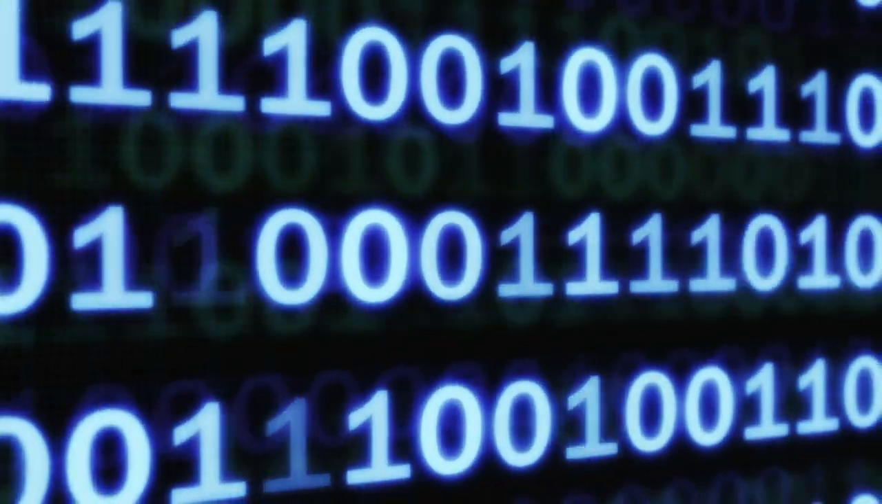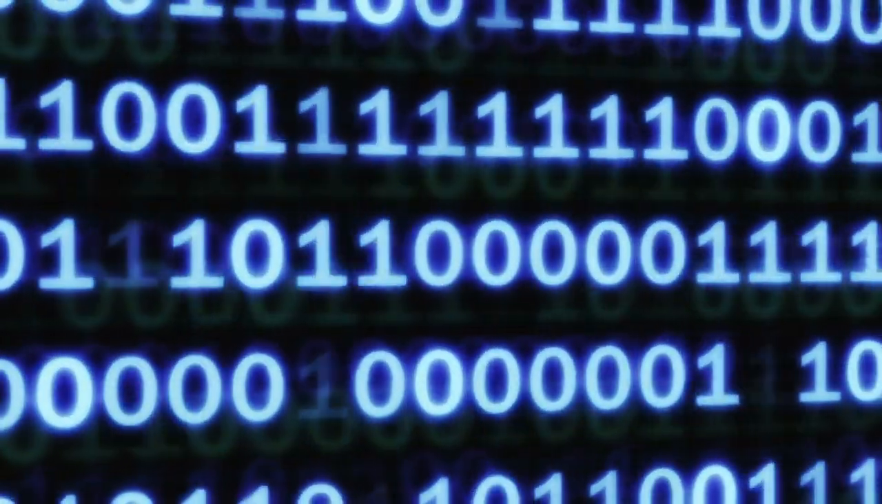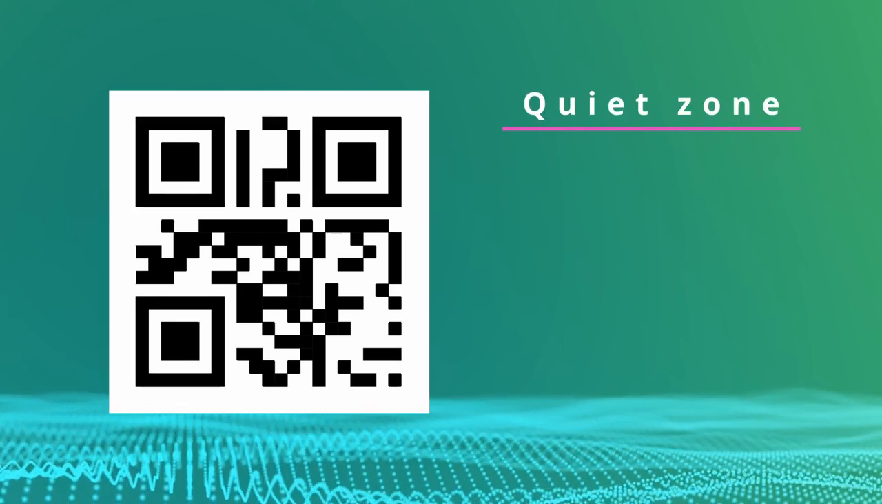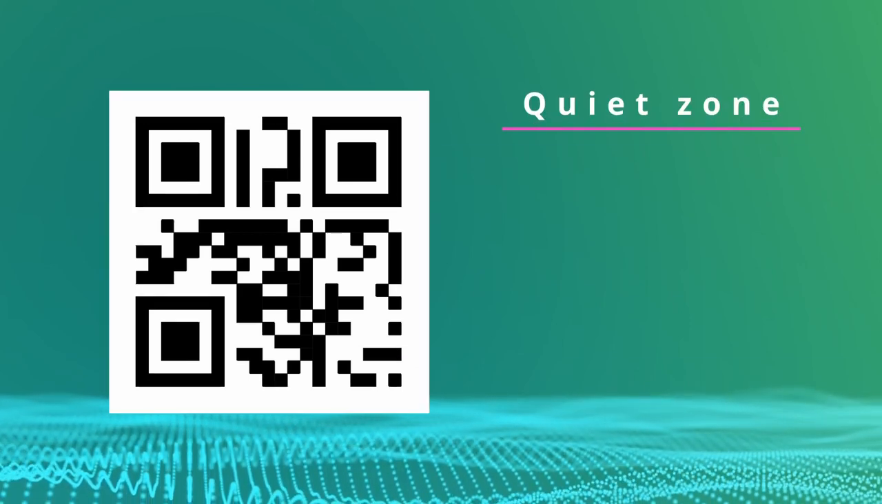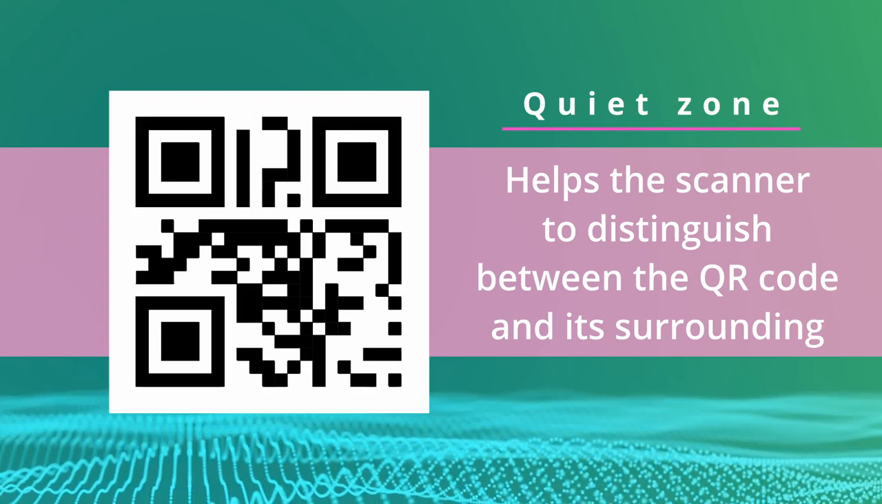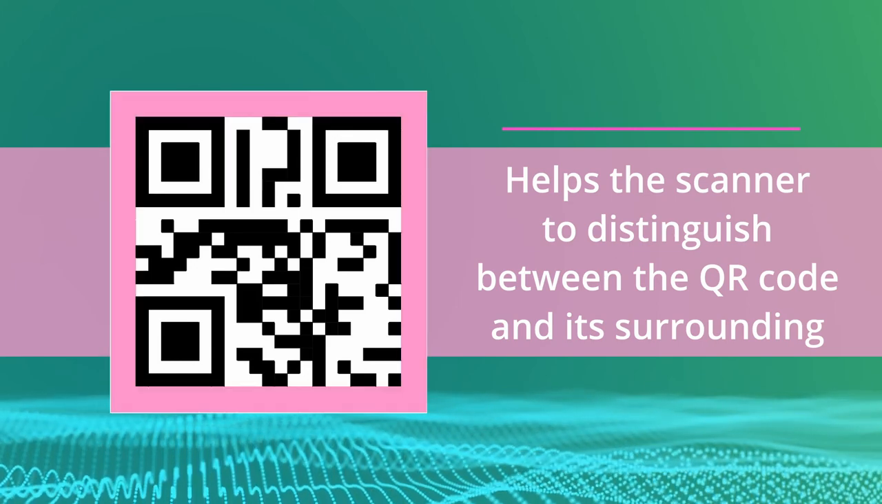To understand how to decode a QR code, it is better to know the different components in the QR code first. We can dissect a QR code into 8 parts. Quiet zone, an at least 4 module wide margin, helps the scanner distinguish between the QR code and its surroundings, making it easier to detect the QR code.